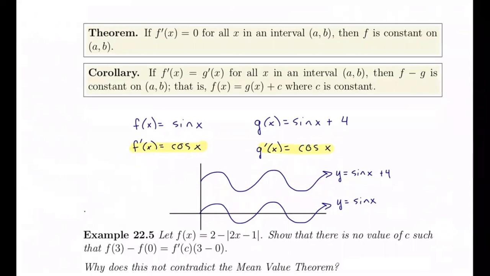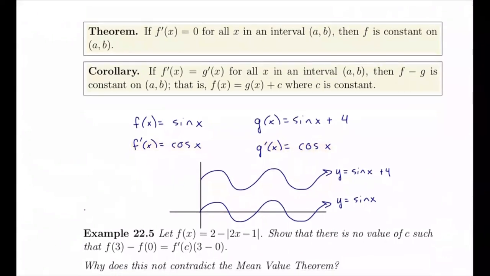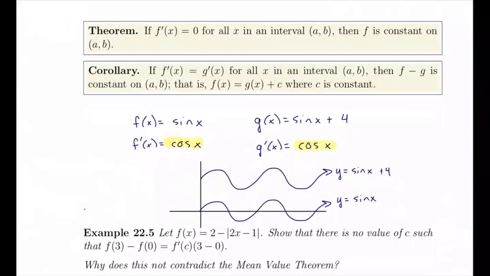We haven't confirmed the theorem. We haven't proved that corollary. We've just validated it for an example, right? So we see that, yes, f prime of x and g prime of x are the same. Well, that means that these two are different by a constant.